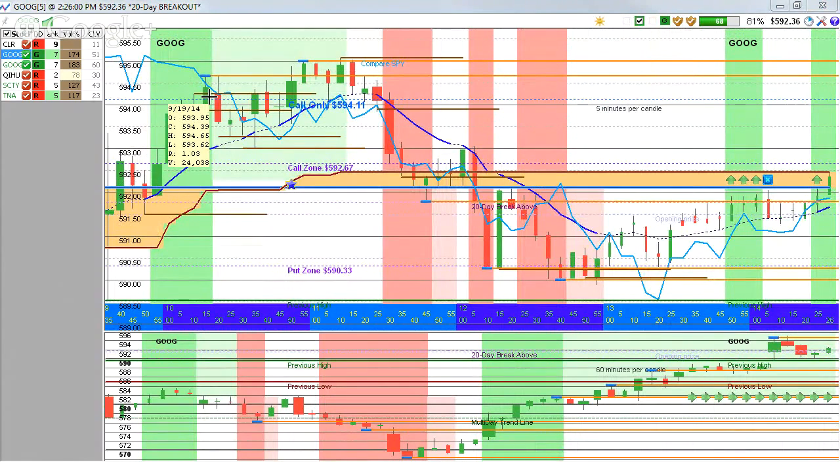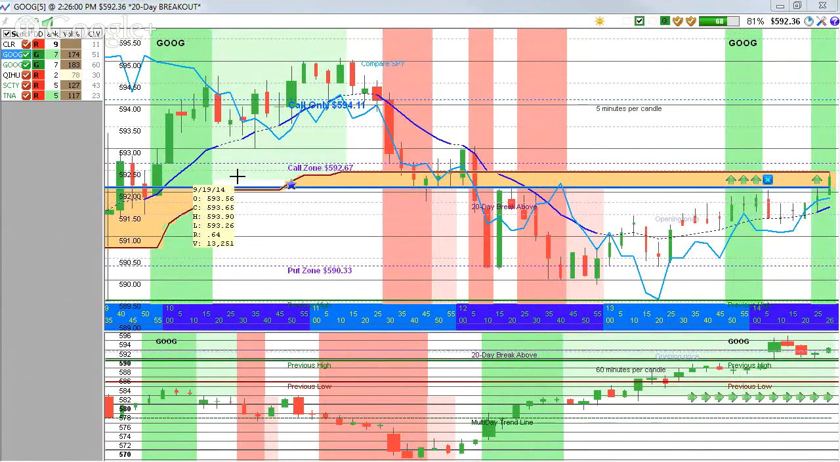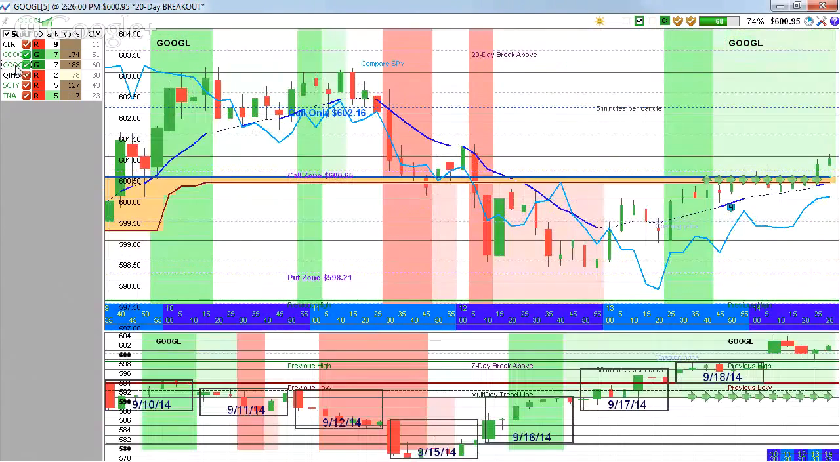When was the time to leave? Well, you could have used the Y points. You could have used the mag line. You could have used all kinds of stuff, and you could have got out, and you would have made a bit of profit. So Google L will be about the same.